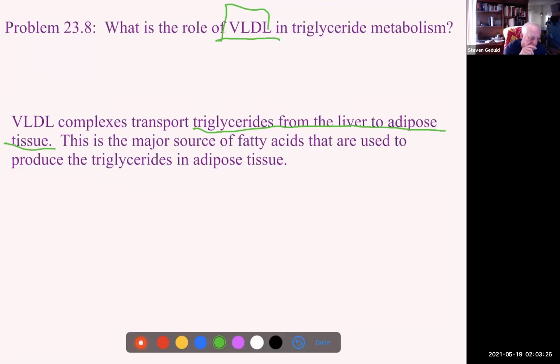So very low density lipoproteins transport your triglycerides from the liver to your adipocytes.